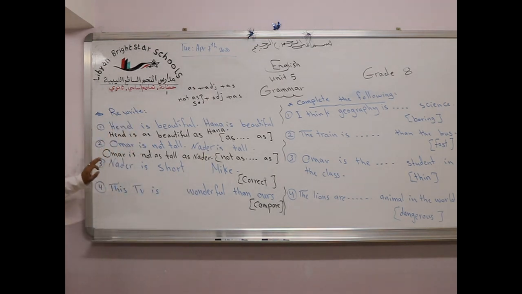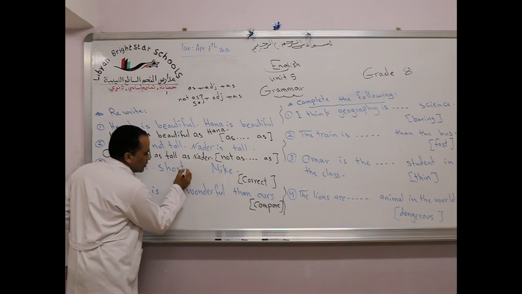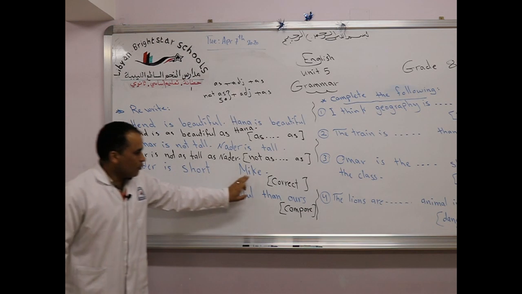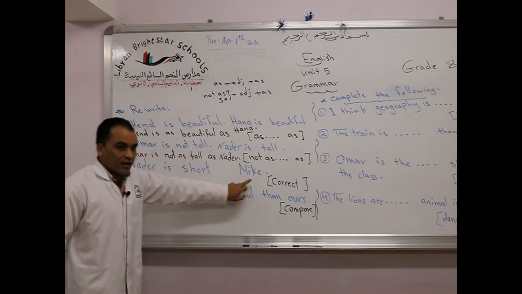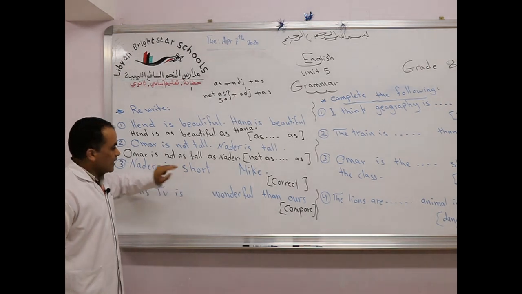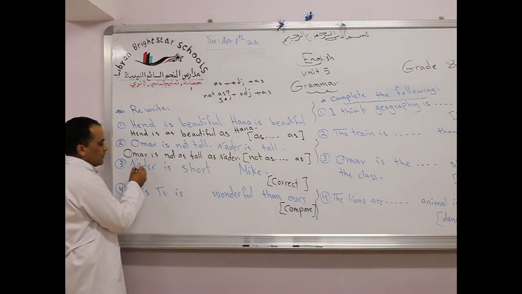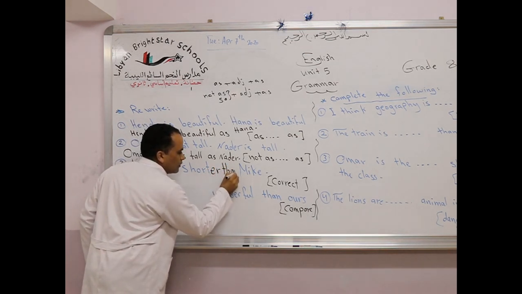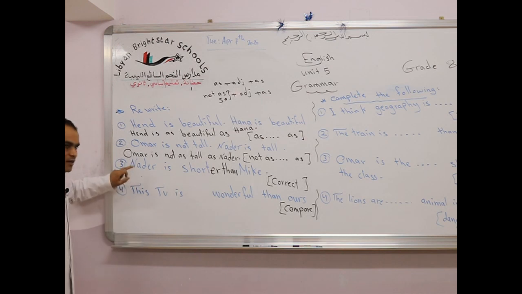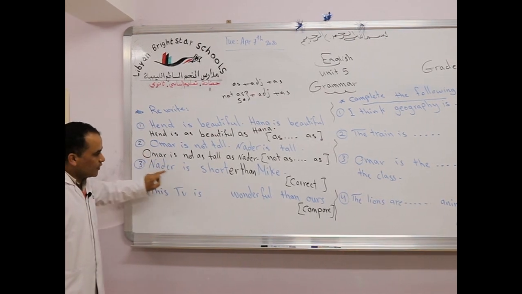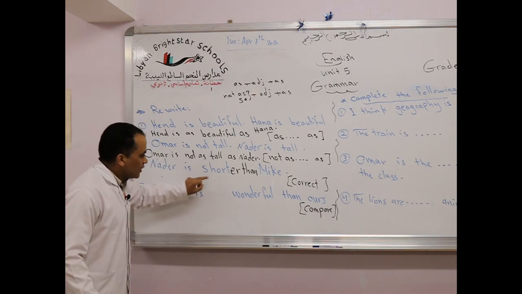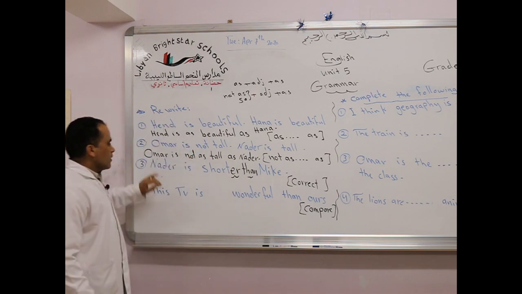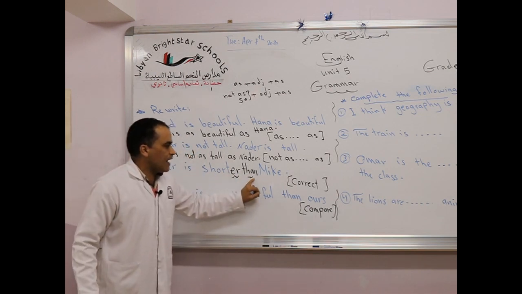The third sentence, Nadir is short. Mike. Nadir and Mike. Short is an adjective. It's a short adjective. Nadir is shorter than Mike. In this sentence, I made a comparison between Nadir and Mike. Short adjective, adjective plus er plus than. Nadir is shorter than Mike.